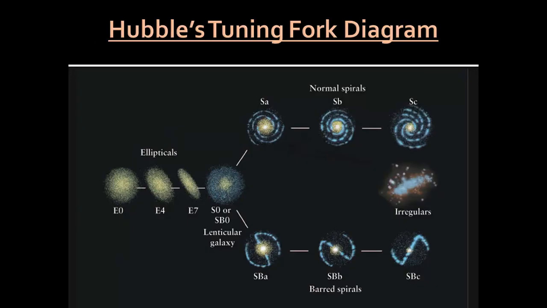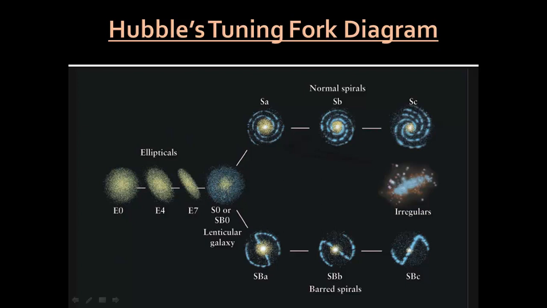So Hubble's tuning fork diagram. Really, this diagram is supposed to be a summation of the classification of galaxies. So Hubble thought when he made this that it would represent an evolutionary sequence of galaxies. But really, that's not what astronomers think this plot is indicating anymore. The more modern interpretation of the diagram is that it's just an arrangement of the galaxies according to overall rotation.